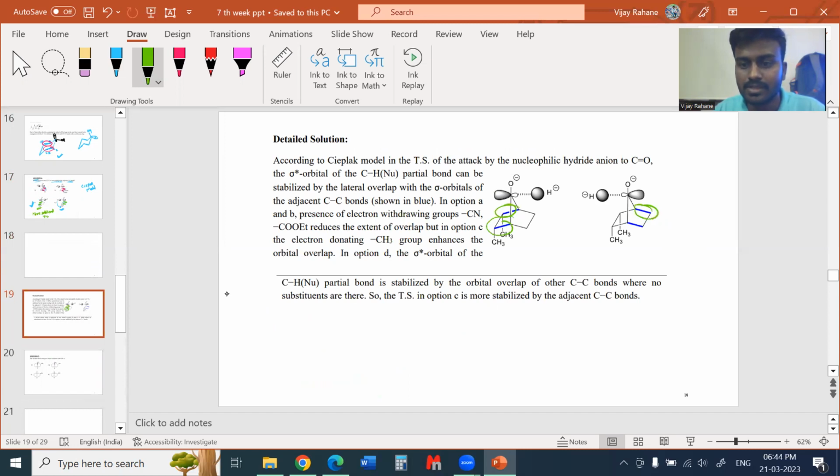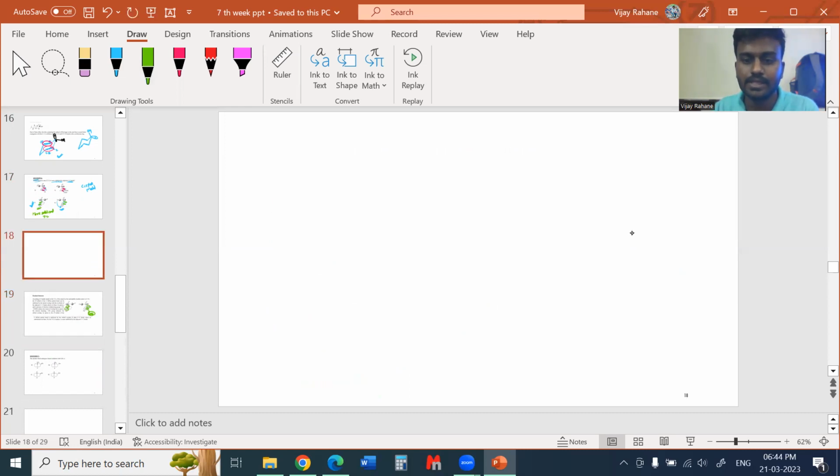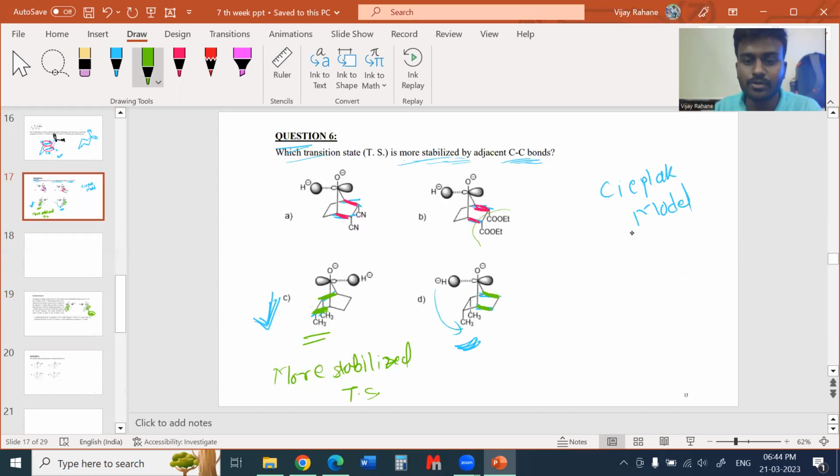Here also there is stabilization, but not that much. If an electron donating group is present on the same side, then it will be good. But here there is no such donating group, only hydrogen. In the upper two options there are electron withdrawing groups, which destabilize.